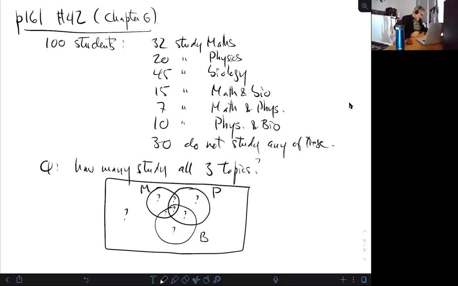So the first thing to notice is that you have 30 out of the 100 that do not study any of these. So the first thing you see is that you know this number here, it is 30. We have a total of 100. Okay, so that means immediately you know how many study at least one of these three topics. It's 70, right? Okay, so I'm going to copy this here.